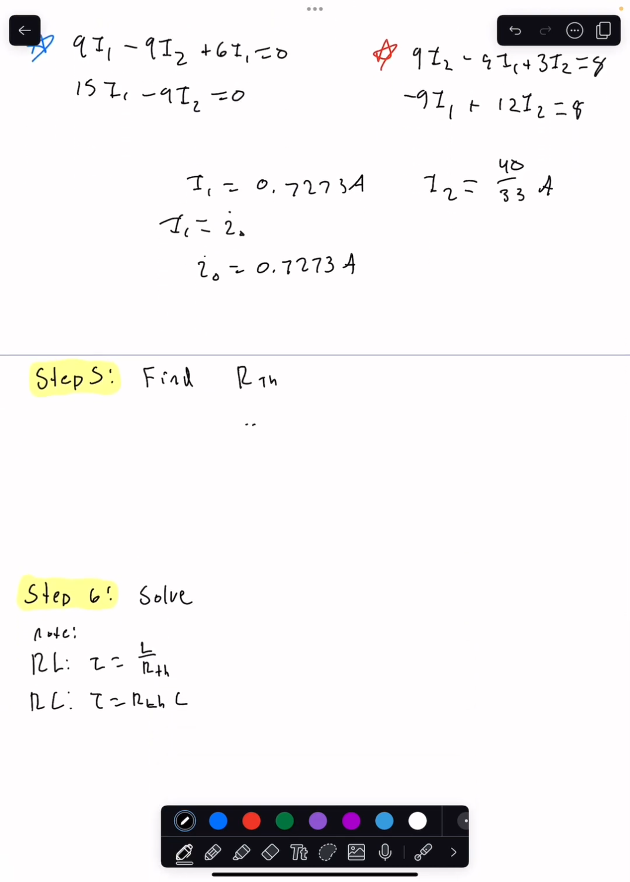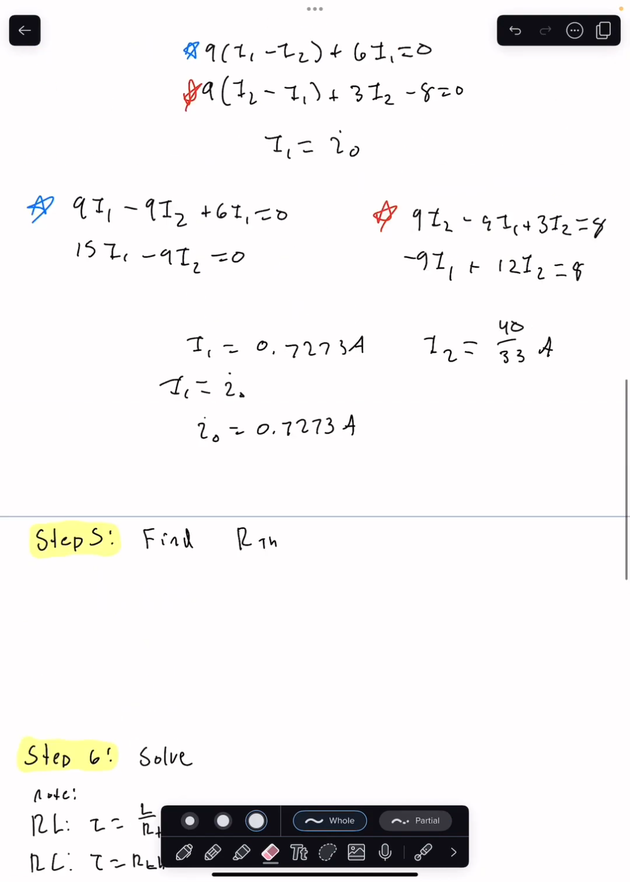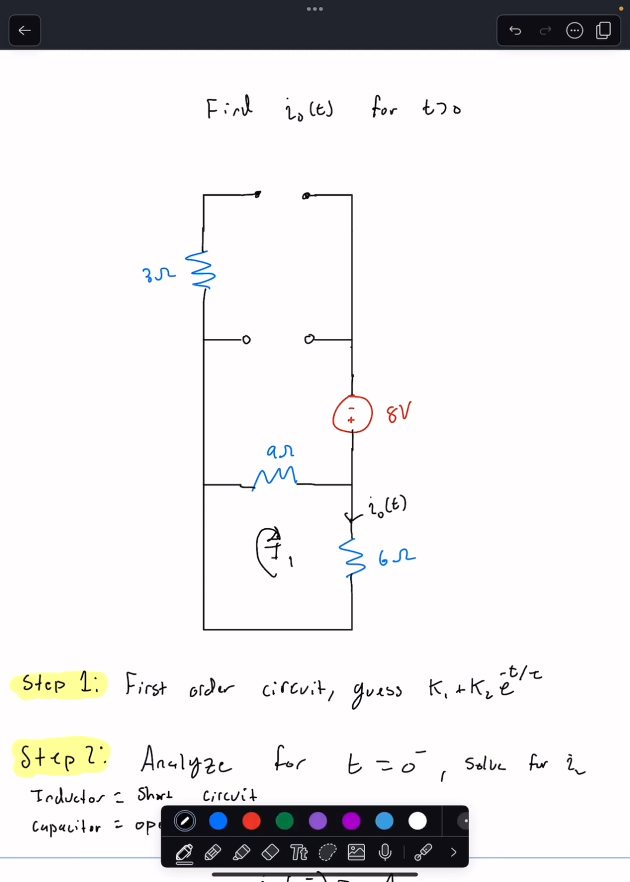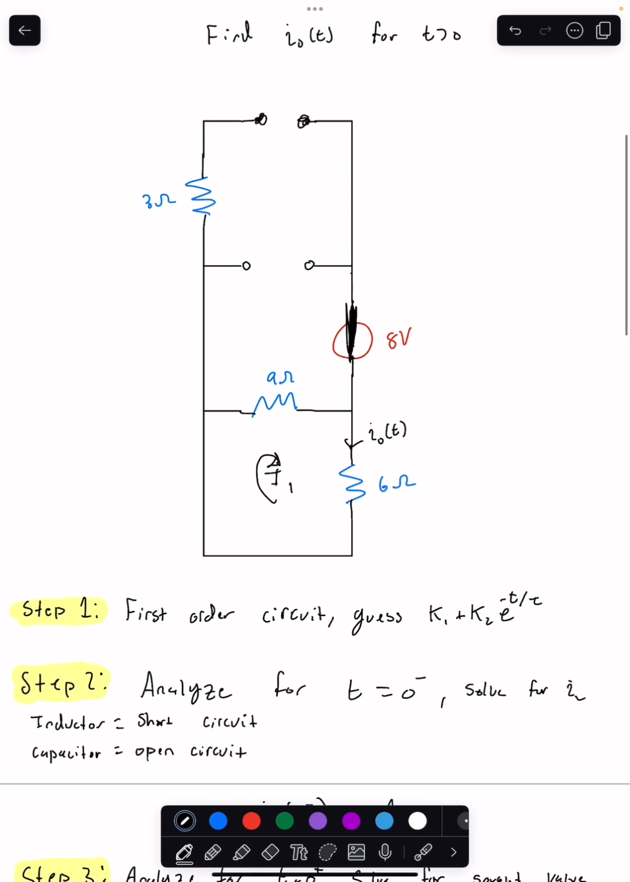So the next step, we want to find the Thevenin resistance viewed from the inductor. So when we want it viewed from the inductor, we want to view it from the terminals of the inductor. So we make that open, and then whenever we're finding Thevenin's resistance, we get rid of all the sources, so this will be a short circuit in the case of the voltage source.